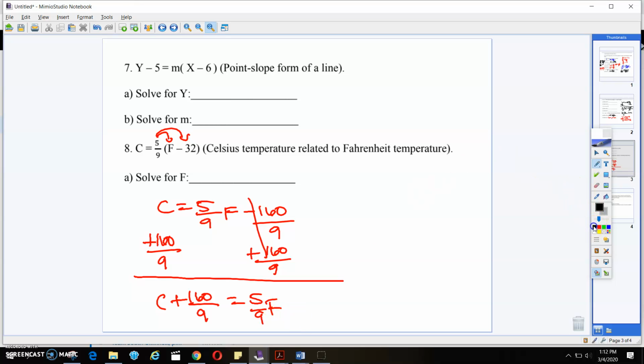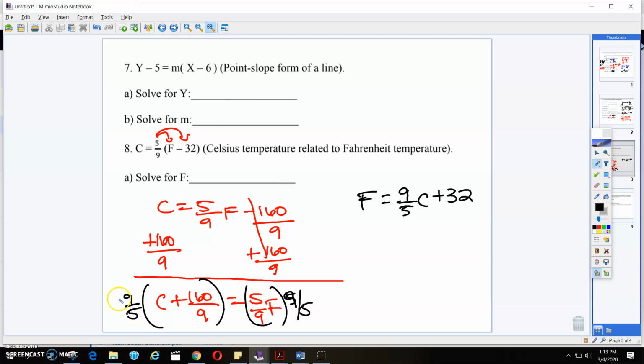Now, in order to get rid of that 5/9, you're going to multiply by the reciprocal. The reason why we're going to multiply by that reciprocal is because it's kind of like keep, change, flip. Works the same process. So we're going to multiply by 9/5 on both sides. And that's going to give me f equals 9/5 c plus 32. The reason why I got 32 is because 9 times 160 gives me a number over 45. And if I divide that together, that's going to give me 32.